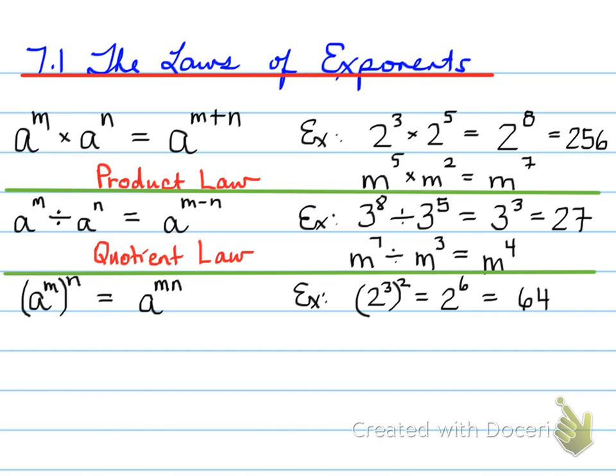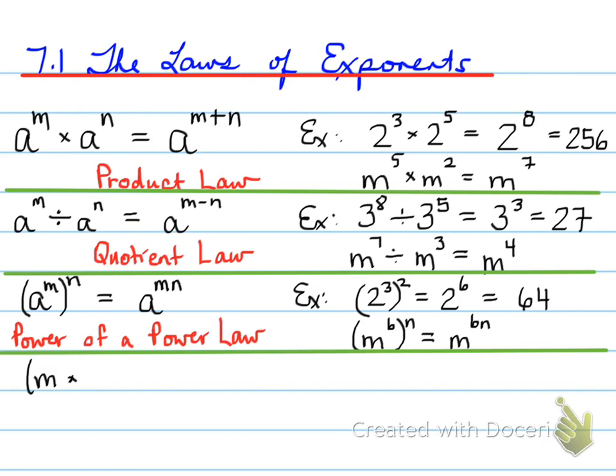Well, what happens if we have variables? Let's say m to the 6 to the n. What does that result in? Well, m to the 6n. This is known as the power of a power law.